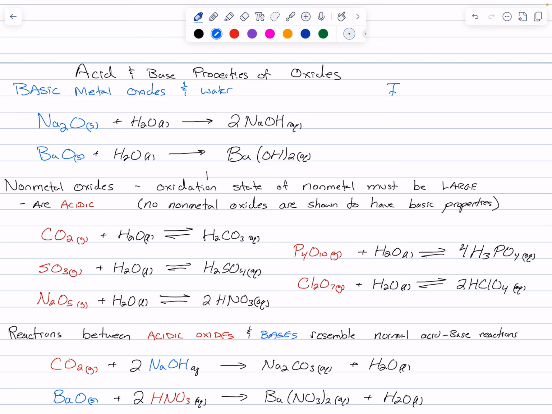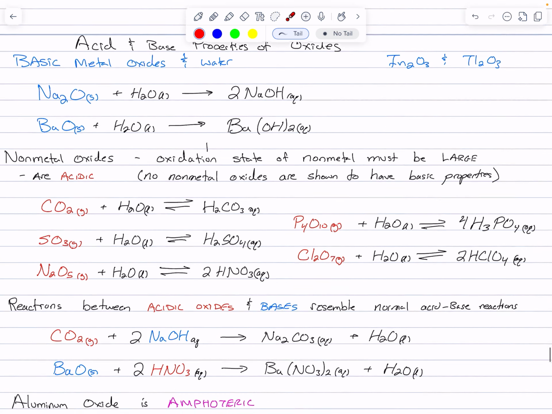One with indium, so indium 3 oxide, and thallium 3 oxide. Those are also basic, as well as group 1 and group 2. We'll get to beryllium in a little bit, because beryllium's a little bit different. But group 1 and group 2 are pretty much basic oxides, and they're going to react with water and form their hydroxide. So basic metal oxides with water form the hydroxide.